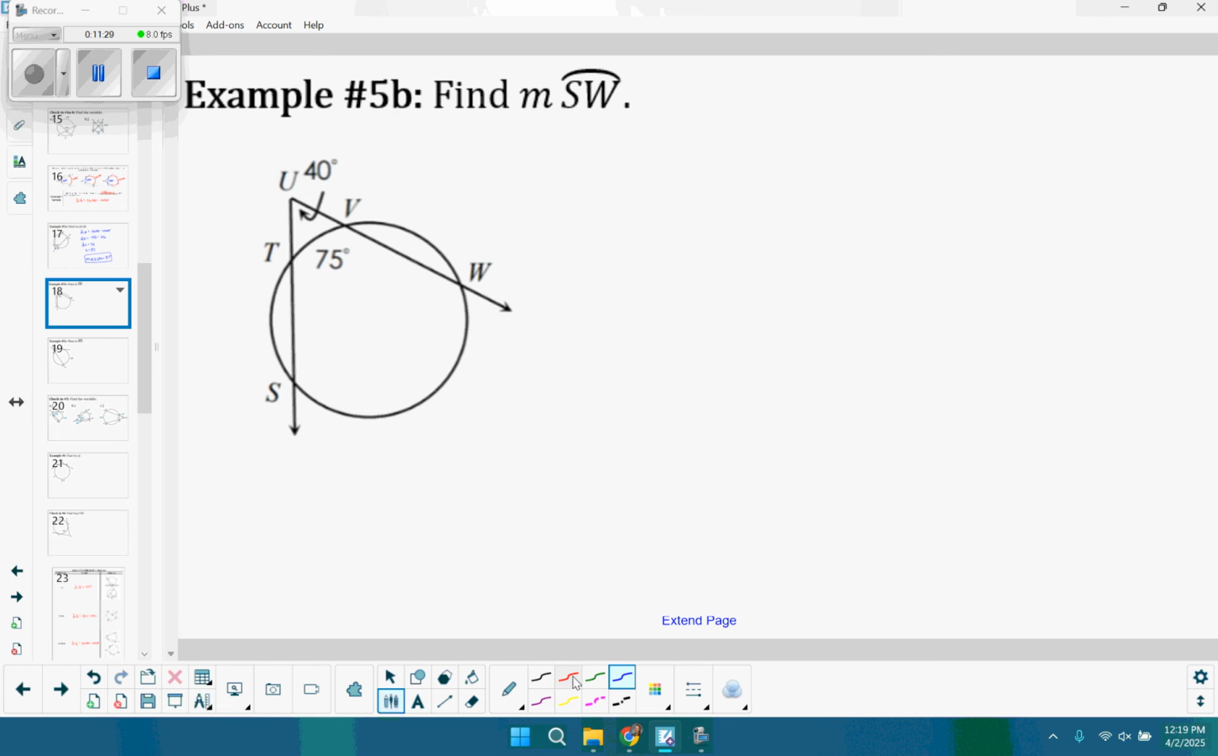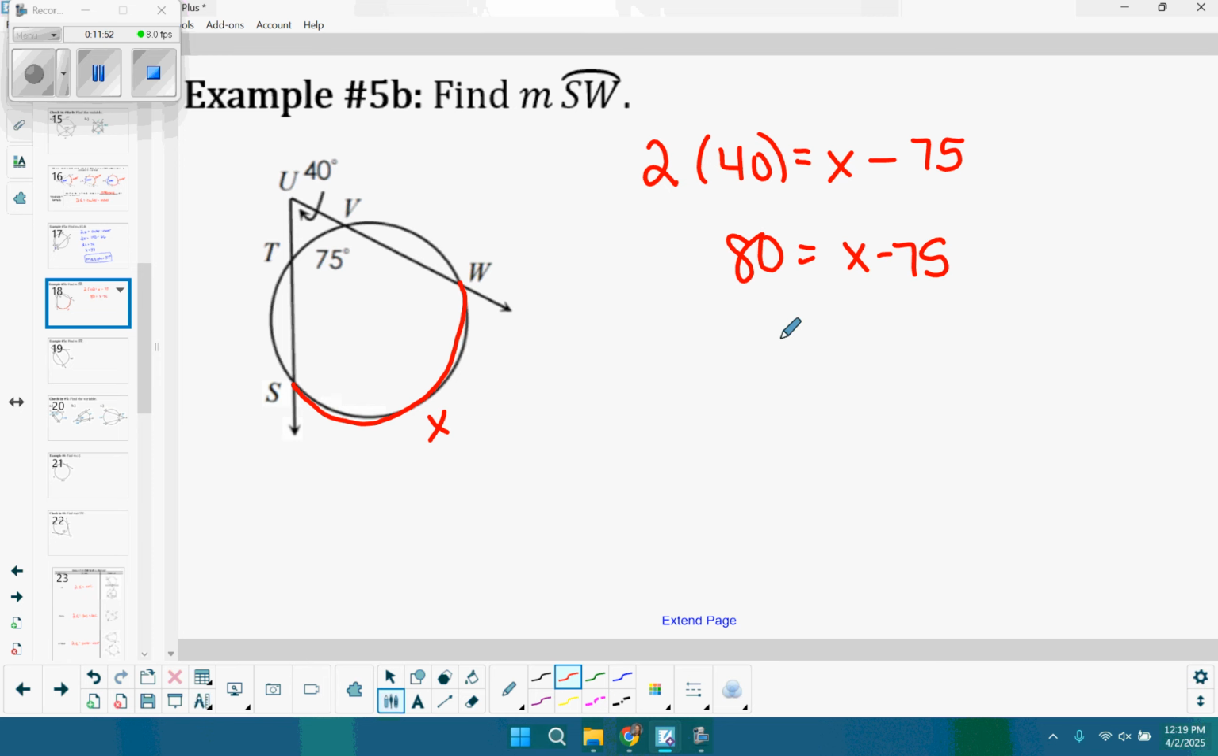For example 5b, we want to find arc SW. So we're looking for this arc out here, which will be our outer arc. So 2 times the angle is equal to the outer minus the inner. So that's 2 times 40 equals x minus 75. So we're going to have 80 equals x minus 75. Add the 75. So the measure of arc SW is 155 degrees.